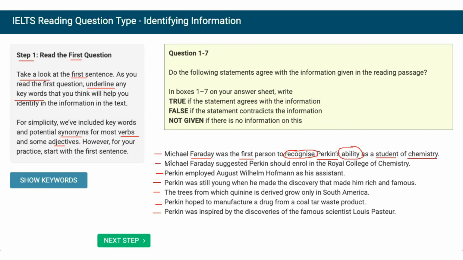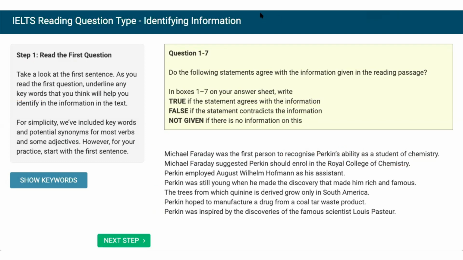All right, number 2, Michael Faraday suggested Perkin should enroll in the Royal College of Chemistry. So again, keywords. Faraday is still important. Enroll, specific verb. Perkin again is important. And Royal College of Chemistry is a specific title, and we can easily scan for that information. And if we look at the verbs again, I see suggested. Another way to say suggested is recommended. It's a very common thing. And then enroll, perhaps another way to say enroll, I would say register, for example.